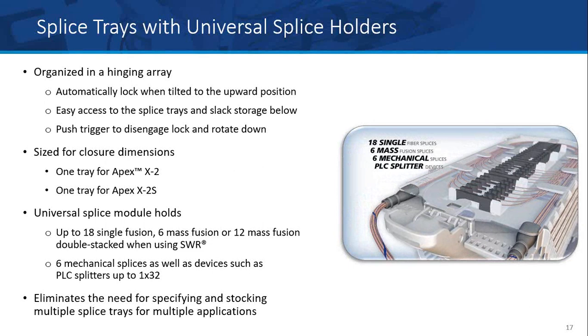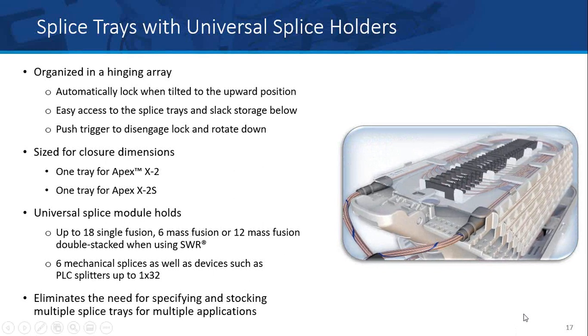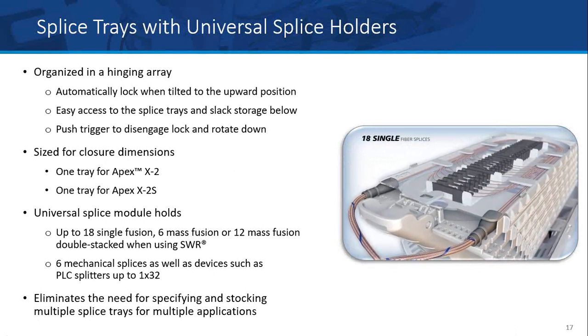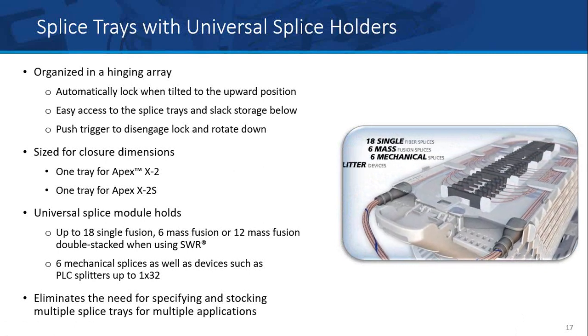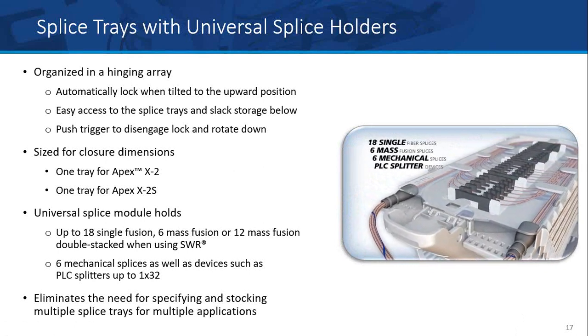Another advantage to the Apex splice closure. So each of those trays, they pivot up. So there's 6 trays in each size, both the X2 and the X2S. They pivot up and lock in place. And they lock into place automatically. So as soon as you pull it up, it locks into place, and there's a small push trigger on the stem that holds all the splice trays that you push and allows you to rotate the tray down. So it's an automatic locking feature once it's located up in the upper hinging position.